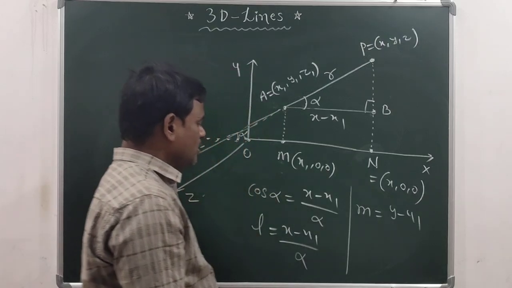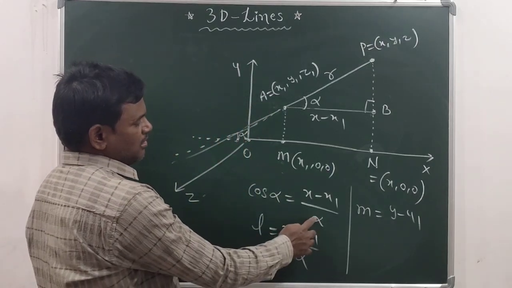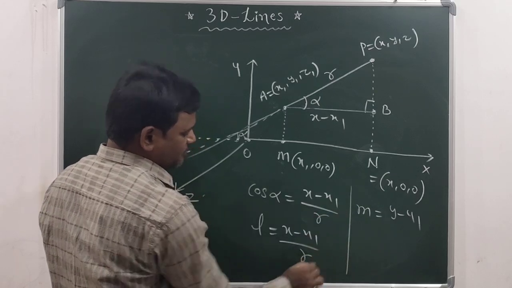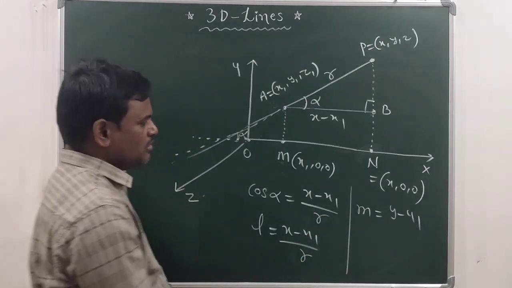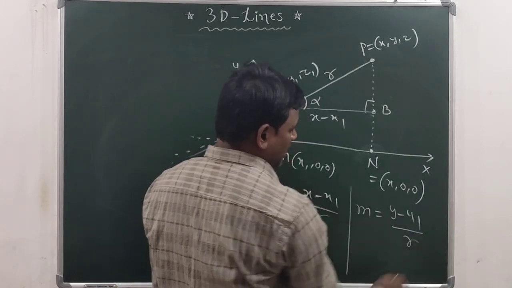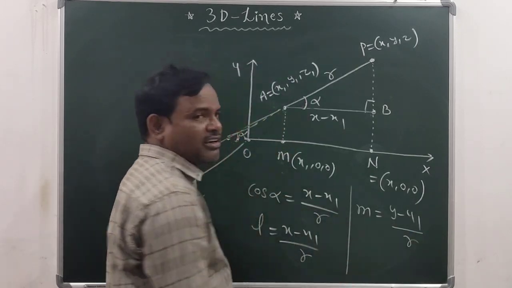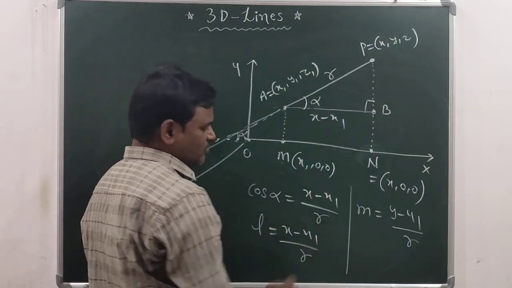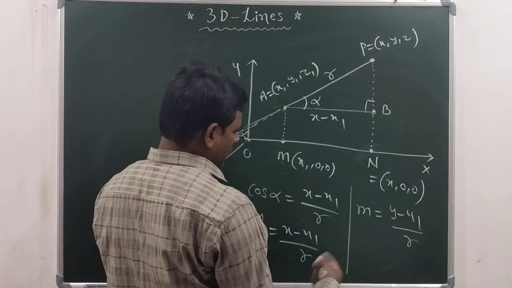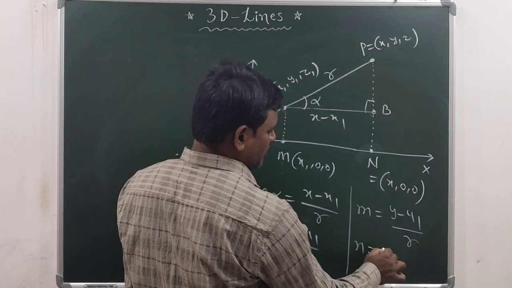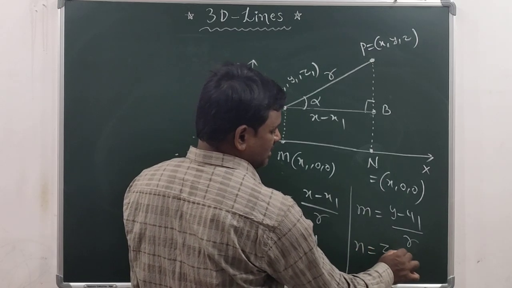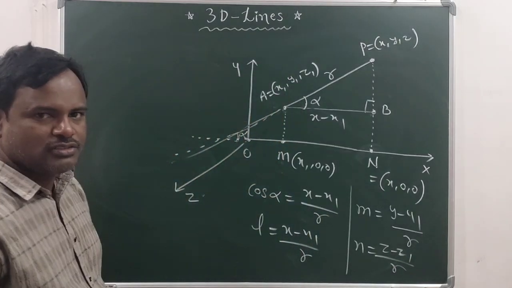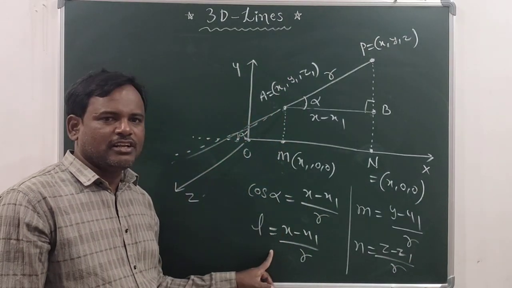by r. So students, here it is r, not alpha. This is r, small r. Okay. So here m is equal to y minus y1 by r you will get. In the same manner, take the projection of AP on the z-axis and define cos gamma, so that you will get n is equal to z minus z1 by r. Understood, students? How it is written, you have got it.